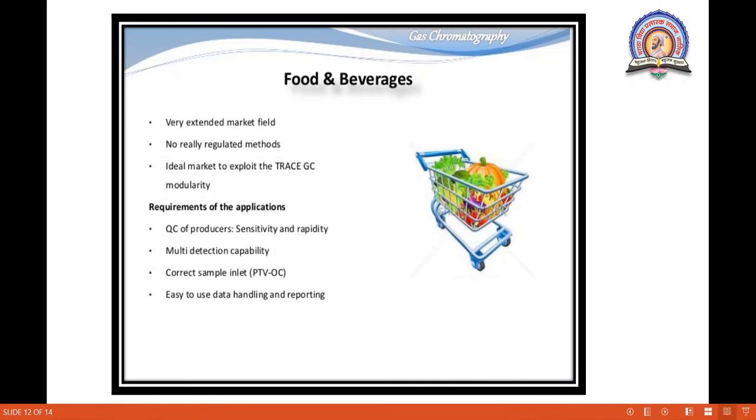Then food and beverages, a very extensive market field. The method is not really regulated, an ideal market to exploit the traces of GC. The requirements of this application are quality control procedures, multi-detection capability, correct sample inlet, and easy-to-use data handling and reporting. In the previous slide we also discussed gas chromatography used in the food industry.